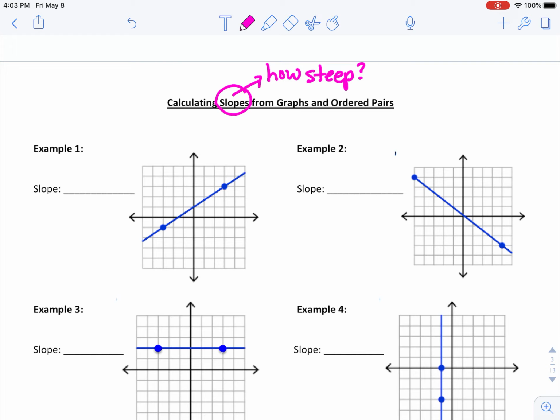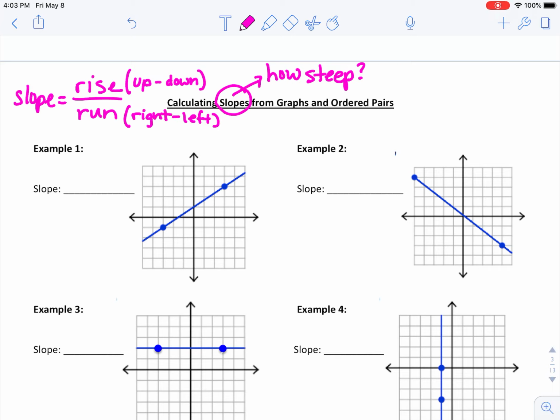So the way we can find it from a graph is we always calculate the slope by doing rise over run. Your rise is always your up or down value, how far did you go up or down, and your run is always how far you go to the right or to the left. Think about it: if you rise in an elevator, you go up or down the elevator. So that's rising up or down. Running, you run straight across, so you're going to run right or left.